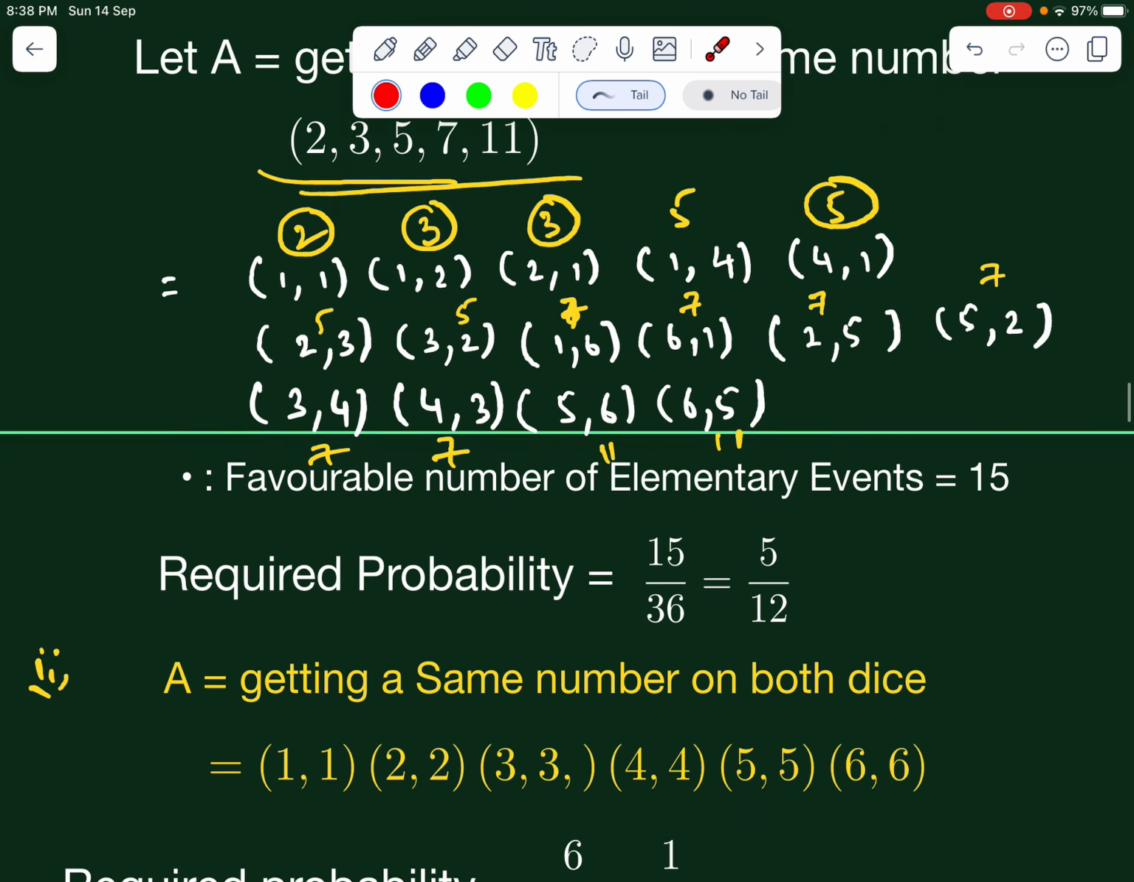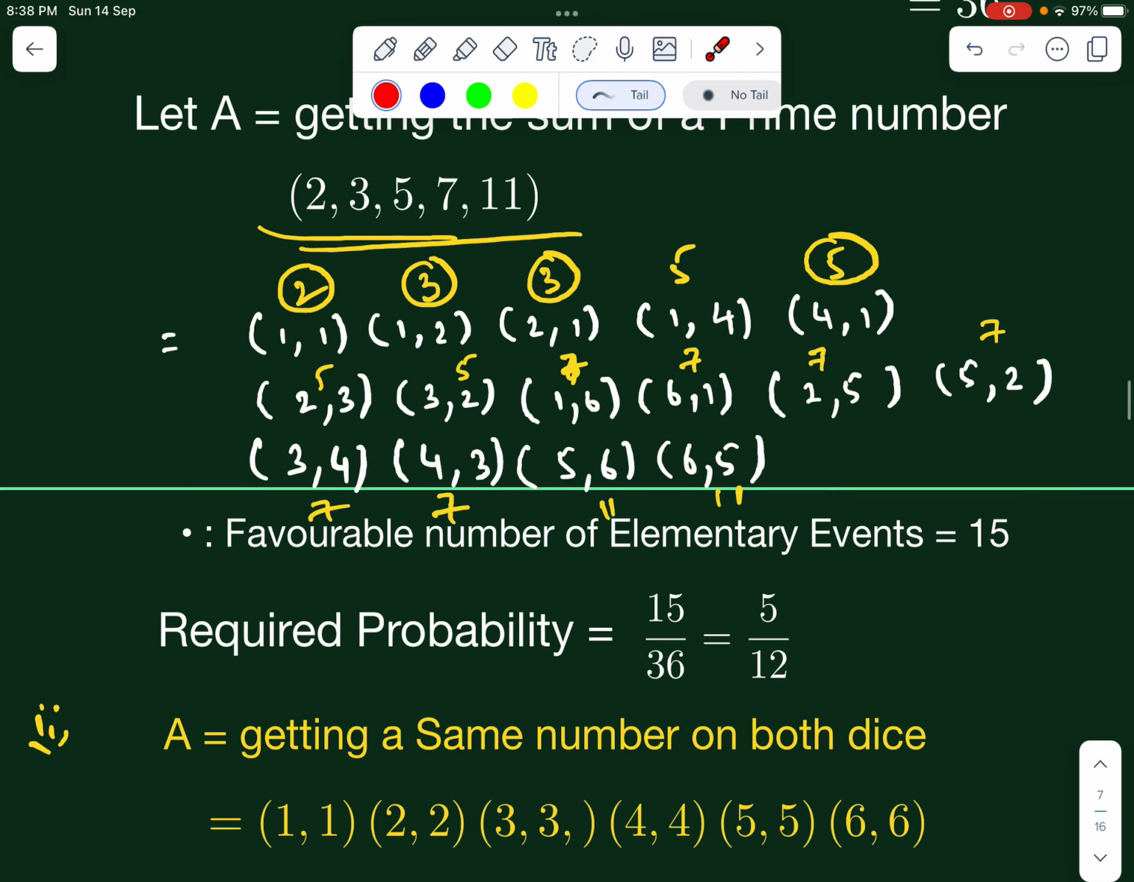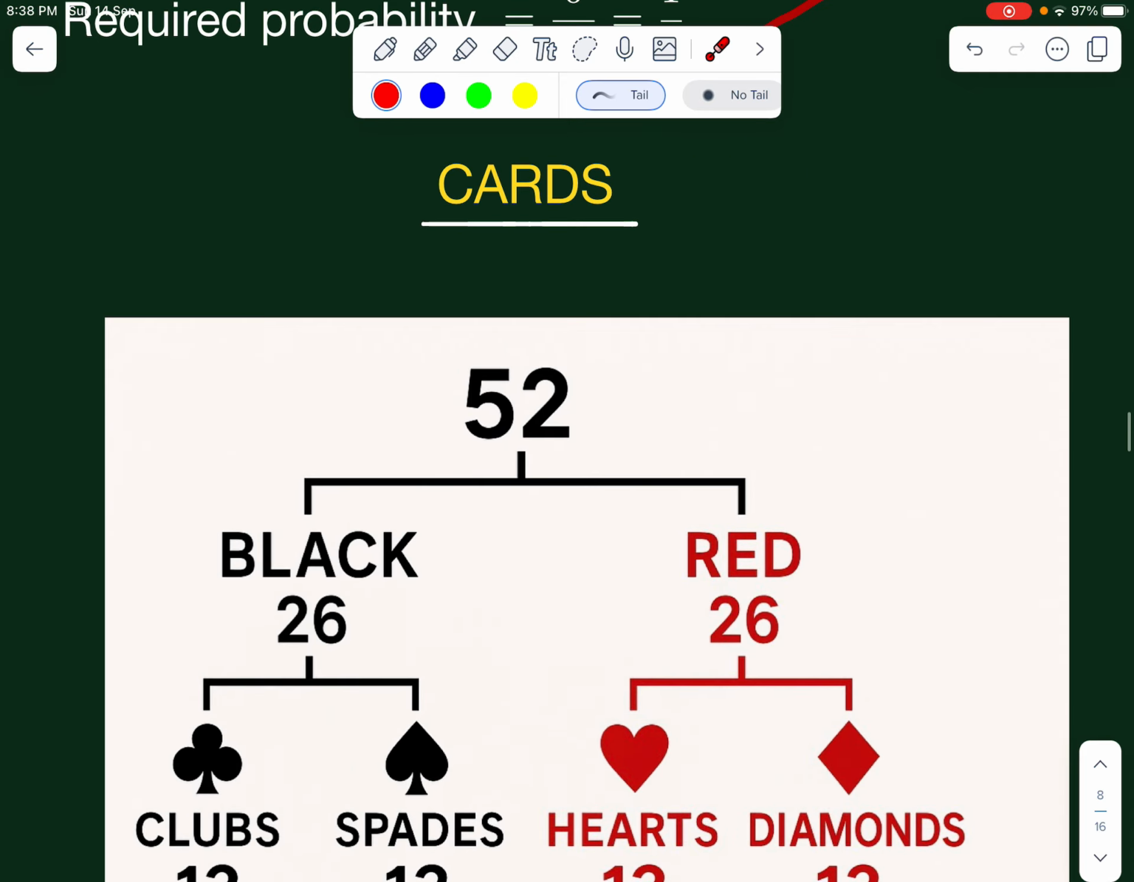Next question. This question is most important, repeated 4 times. Getting the same number on both dice: 1,1; 2,2; 3,3; 4,4; 5,5; 6,6. Therefore, count 1, 2, 3, 4, 5, 6. 6 by total possibilities, 6 into 6, 36. 1 by 6 is the answer.